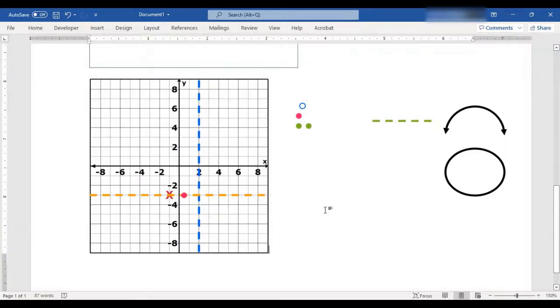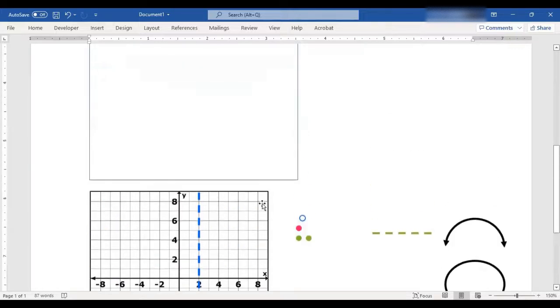And actually, before I graph the latus rectum, let's write down these coordinates of things so that I have them in place. So the focus is going to be at -1, -3.